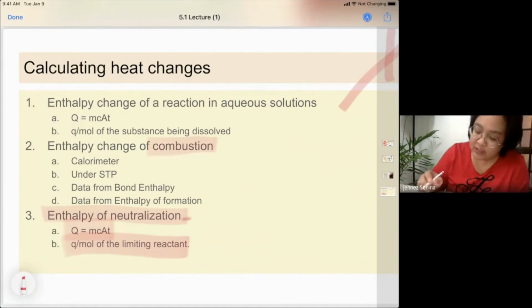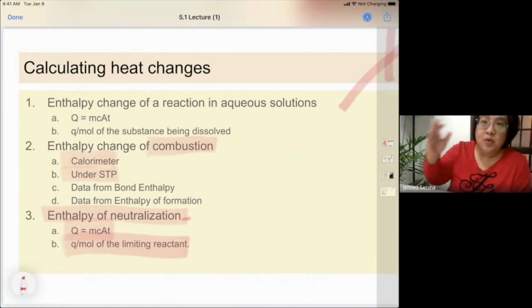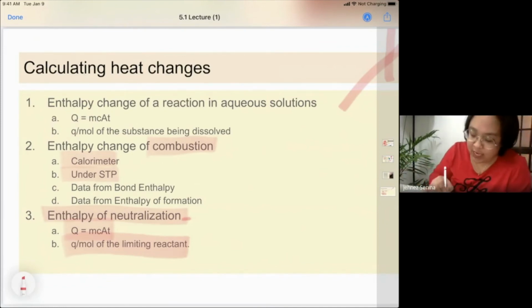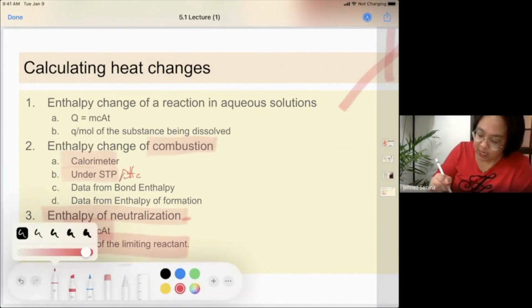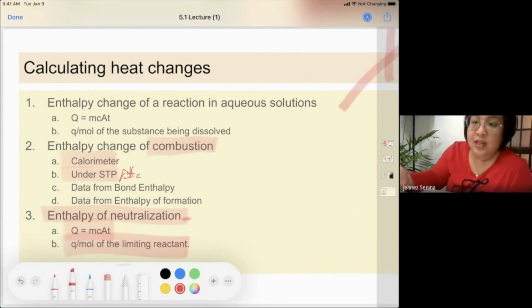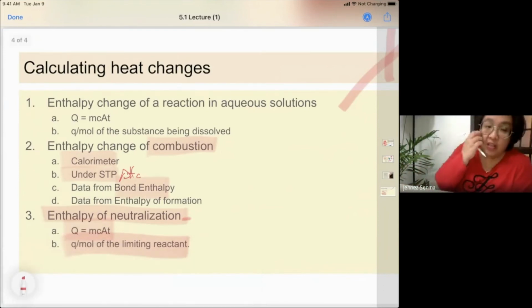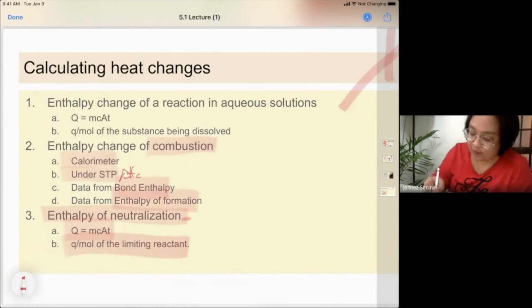How about this chemical reaction? Well, there are different ways to do it. First, you can do it in the lab using a calorimeter, which is prone to a lot of errors, right? We talked about heat losses. But you can also use enthalpy of combustion under standard temperature and pressure. Scientists do this, and then they have a standardized amount of energy when you combust different moles of different kinds of organic molecules. This is in your data booklet. We find this under enthalpy of combustion. Or we can indirectly look at the heat changes just by looking at their bond enthalpies or their enthalpy of formation. This is indirect.